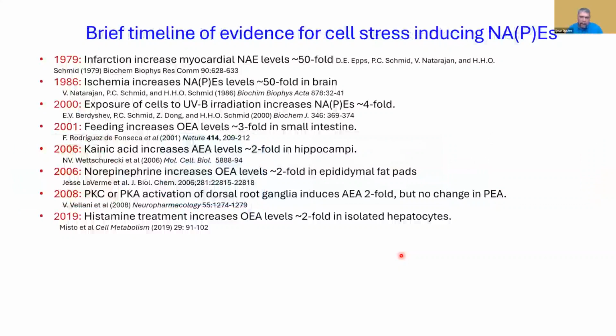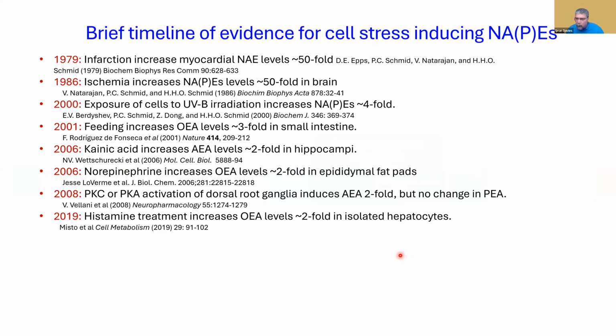So way back in the 1970s, Harold Smith's lab showed that in myocardial infarction, you had this massive 50-fold increase in the NAEs in the infarcted tissue. And then later on, they showed the same was true in the brain with ischemia. They got these massive increases in both NAPEs and NAEs. Then looking at less catastrophic stressors, for instance UV irradiation, here you see about a 4-fold increase.